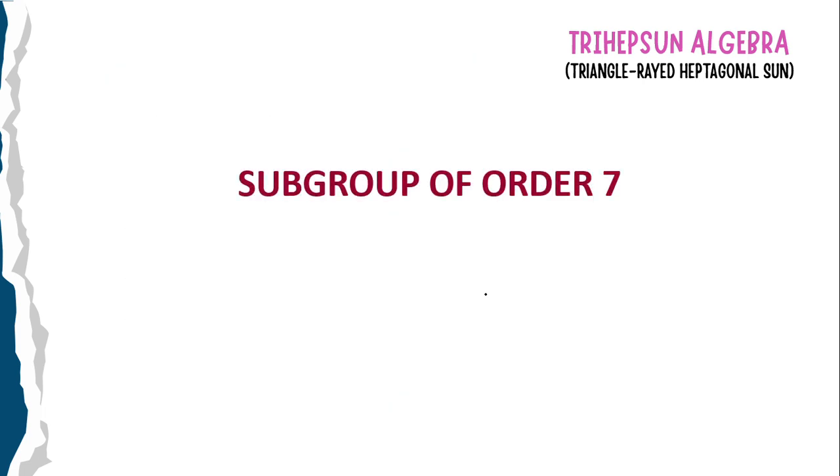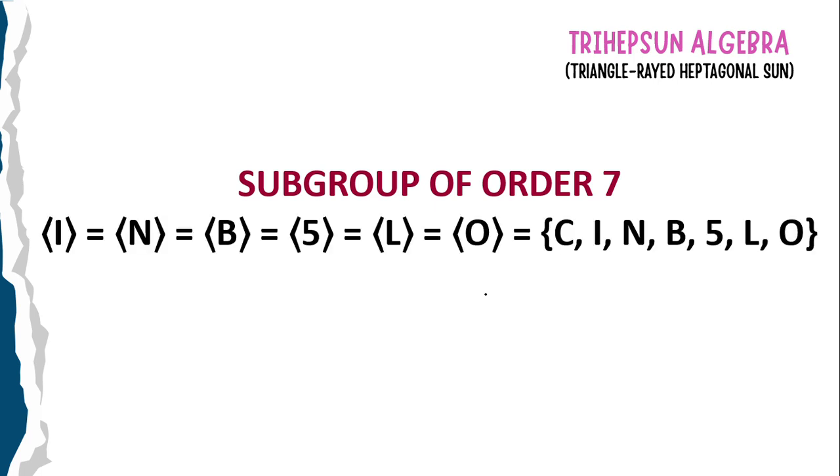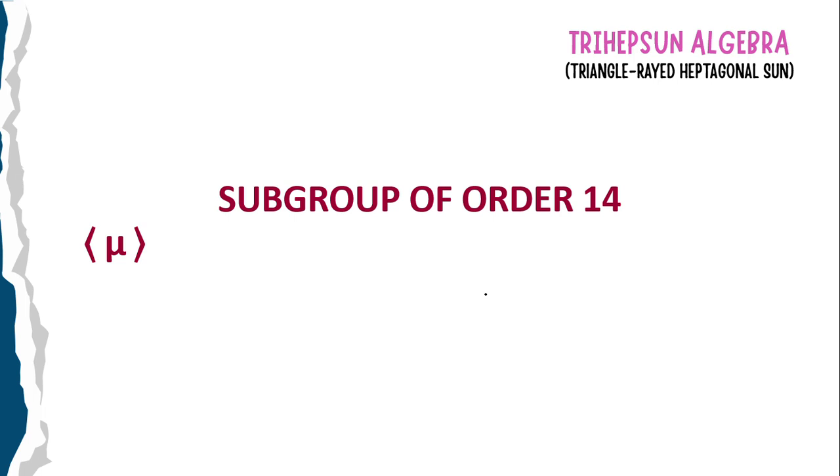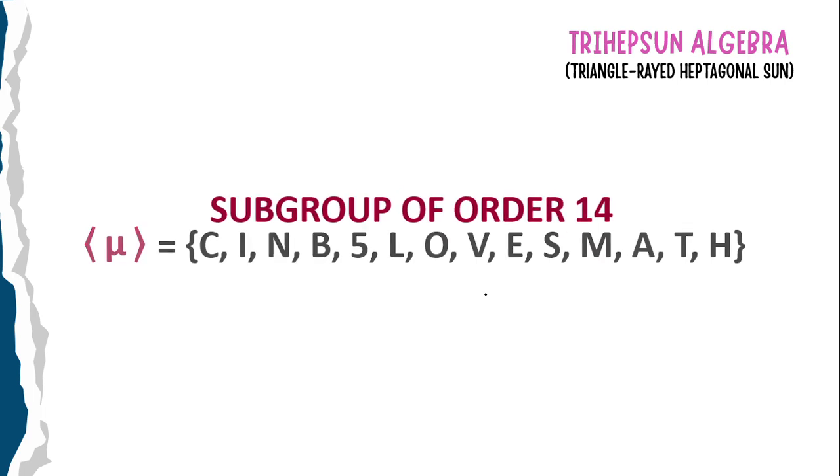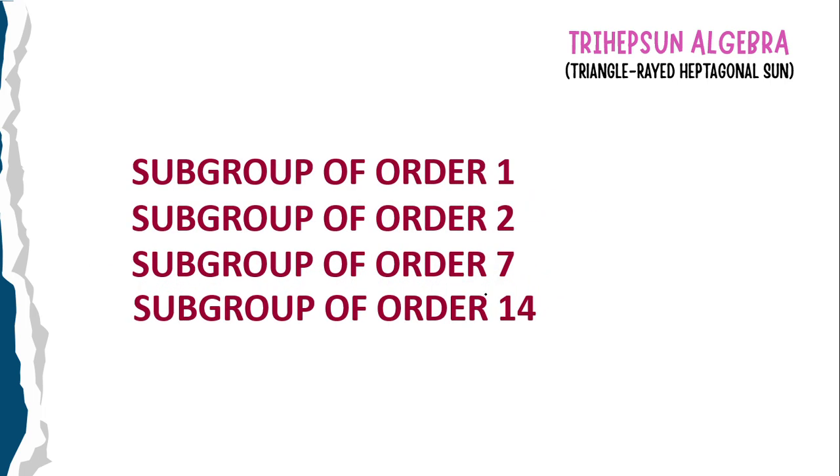Now we have here the subgroup of order 7. So I is equal to N is equal to B is equal to 5 is equal to L is equal to O is equal to ⟨CINB5LO⟩, or we have the μ15 on our lattice diagram. For the subgroup of order 14, we have μ is equal to ⟨CINB5LOVESMATH⟩.